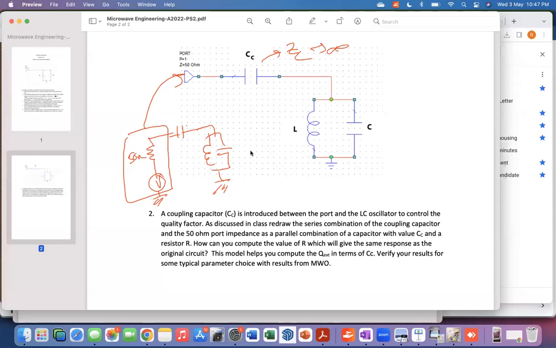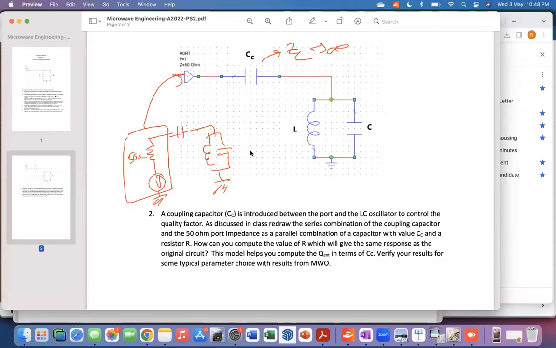And if the C is very, very large, or if you replace this by a short circuit, then you have maximum dissipation. So by choosing the value of this coupling capacitor C sub C, you can control the amount of dissipation experienced by this resonator. And that is basically the same as saying that I'm increasing the sharpness of the resonance, because the smaller the dissipation, the sharper the resonance is going to be.